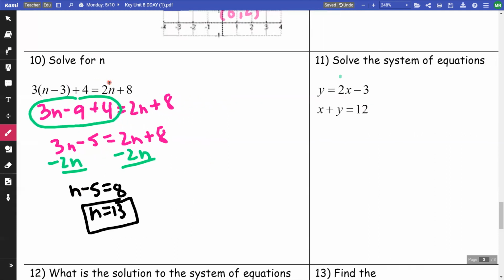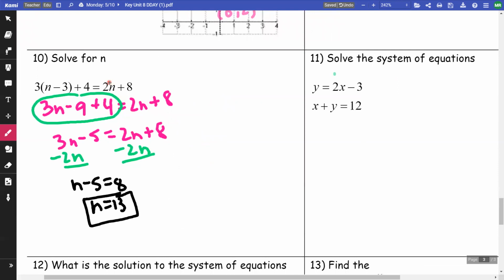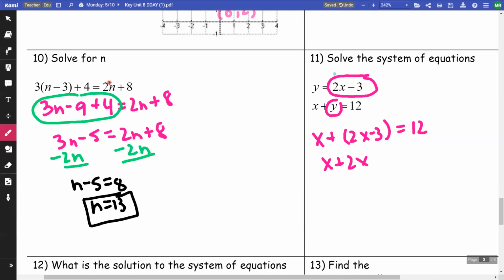On number 11, we have a system. When we have one of the equations in y equals form, I'm going to put that in for y in the other equation. So I'm going to have x plus my y equals 12, and our y is 2x minus 3. So I get x plus 2x minus 3 equals 12. So 3x minus 3 equals 12. So 3x equals 15. So x is equal to 5.